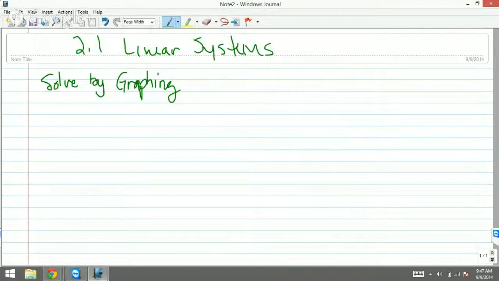2.1 linear systems. So hopefully today you'll have about 20 minutes to work on this. So let's get it done, okay? That means be quiet.